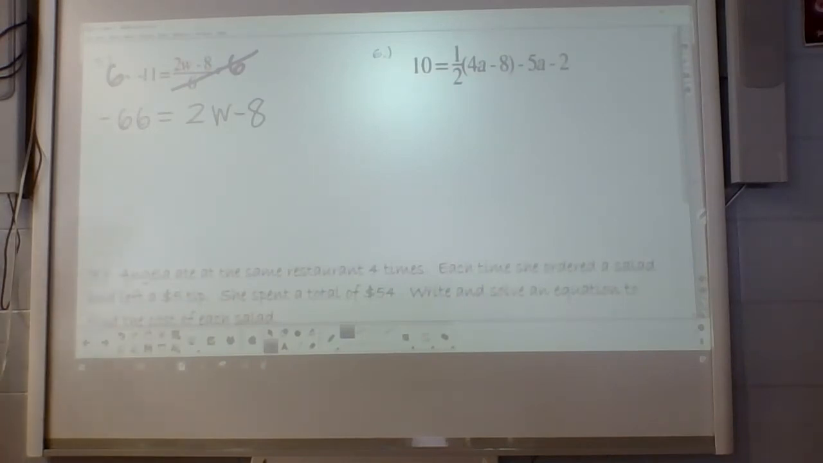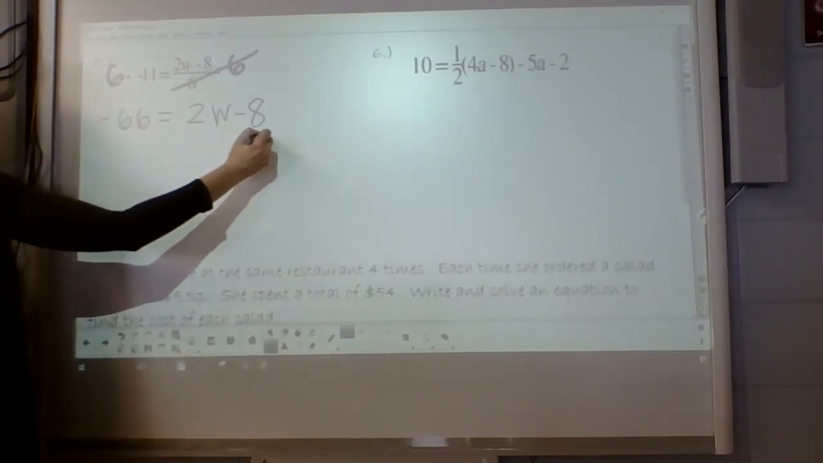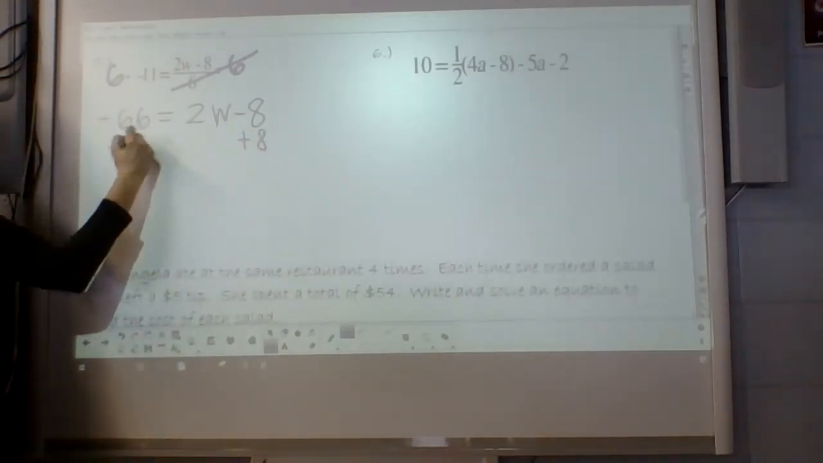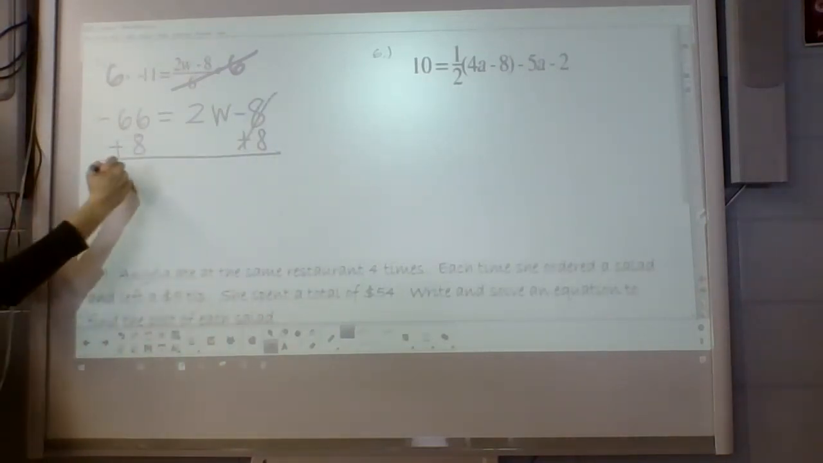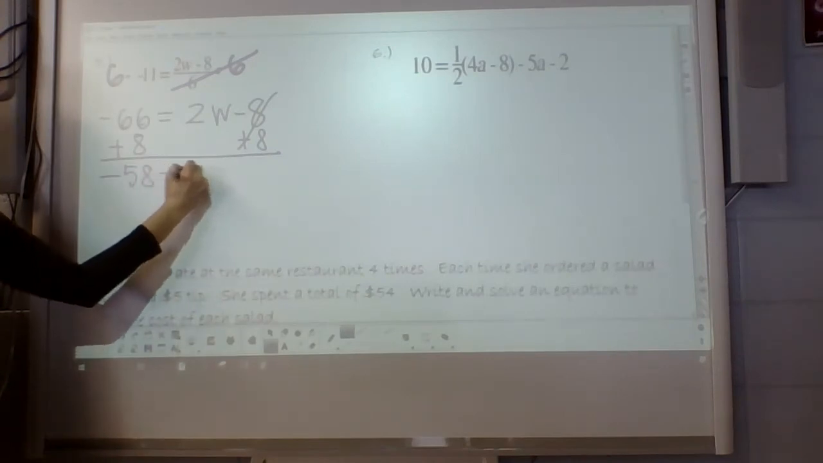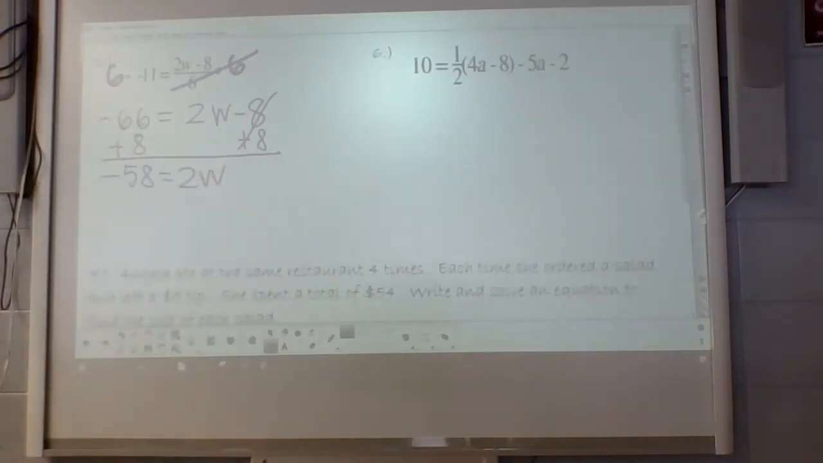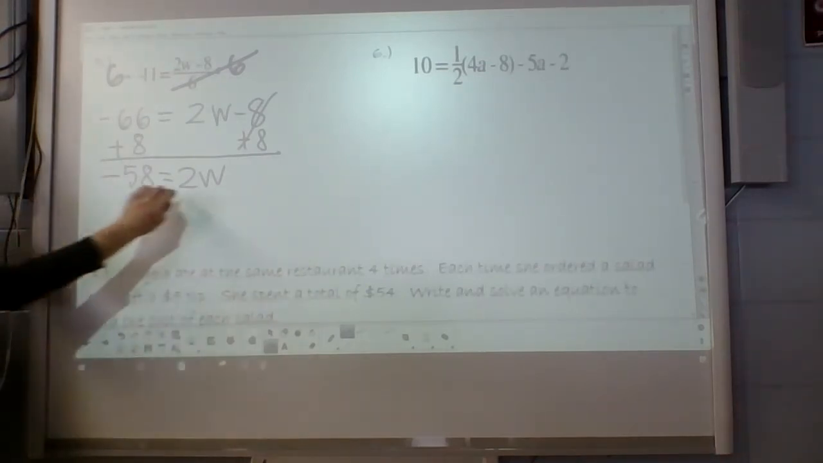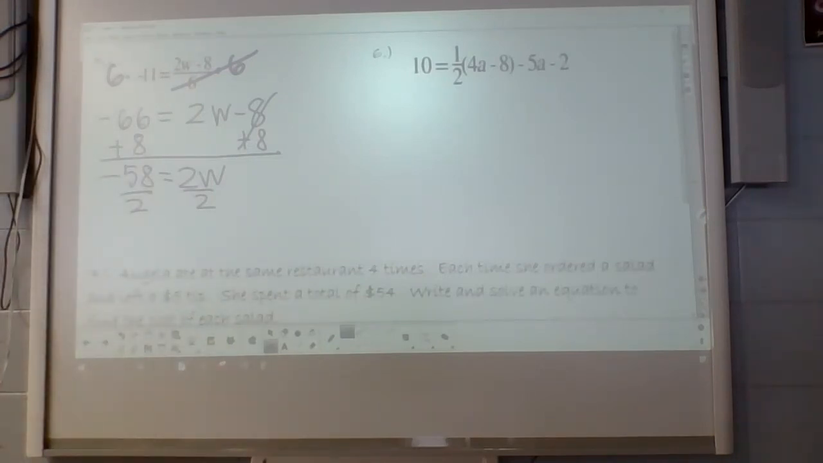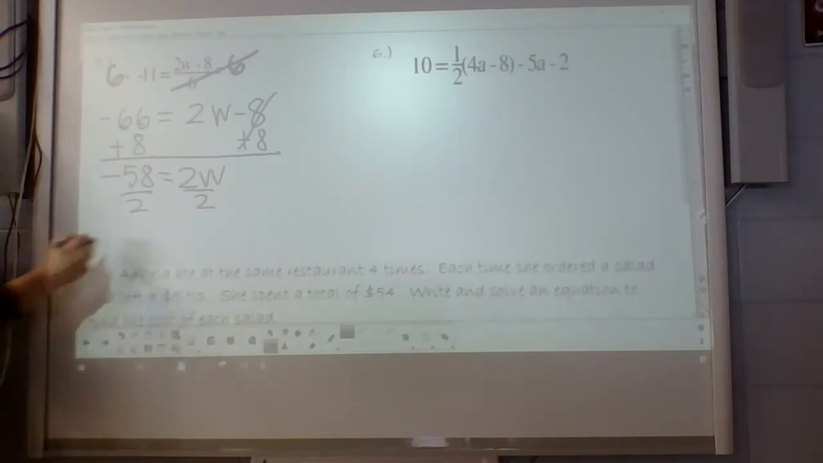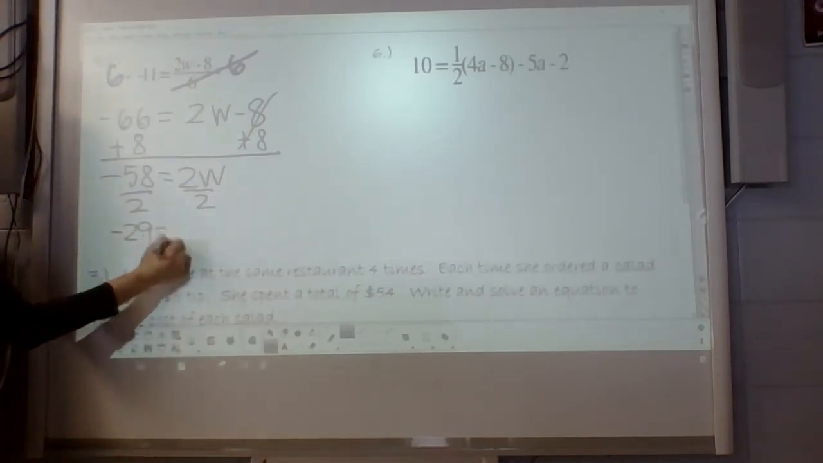So we want to get the w alone, so we can move this 8 over. So this is going to be a negative, is that 58? And then to get our w alone, we can just divide by 2. Now, if you use Clayton's method, that works. I'm not saying that wouldn't work. It's just probably a little more user-friendly here to get it this way.